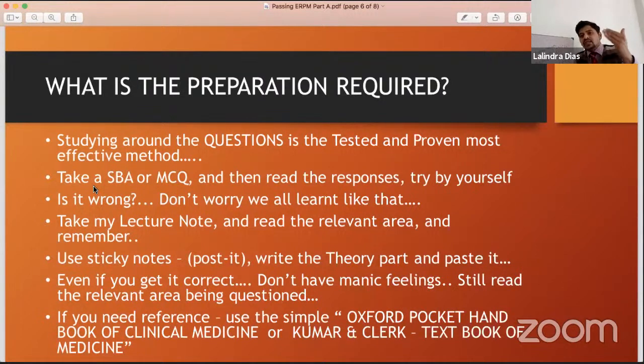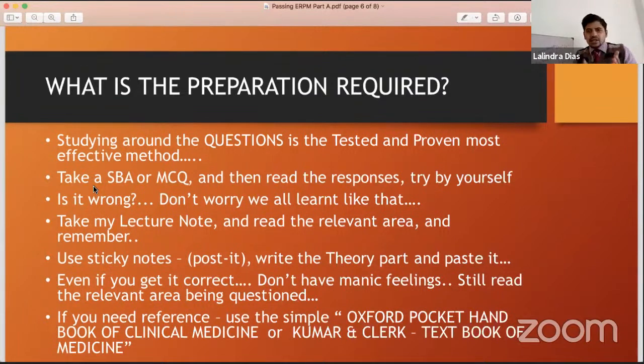In that, they do research. What are the effective methods of teaching students? What are the effective methods of approaching exams? What are the effective methods of getting prepared for exams? These things they teach students. So that's why I'm sharing this experience. Studying around the question is the tested and proven most effective method. Please remember this. Studying around the question.